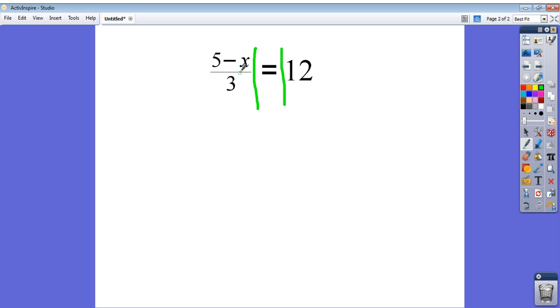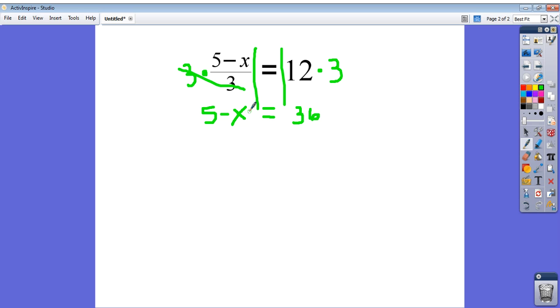The first thing I want to do is get rid of this 3 that's on the bottom. And just like I did before, I can cancel divide by 3 by multiplying by 3 on both sides. Times 3 and divide by 3 cancels out, and I'm left with 5 minus x. Bring down my equal sign, and 12 times 3 is 36.